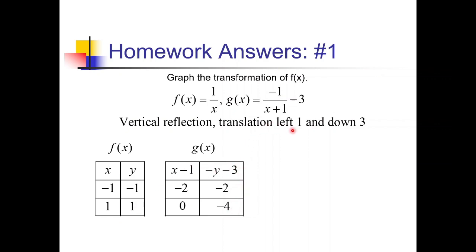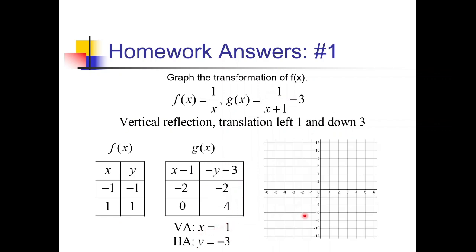Since we went left 1, our vertical asymptote that was originally x equals 0 is now getting shifted to x equals -1. And since we went down 3, the horizontal asymptote of y equals 0 is now going to be y equals -3. So putting all this on a graph, let me do my asymptotes first. We have x equals -1 right here, and y equals -3 is halfway between these grid lines of 2 and 4. Then we have our 2 points. -2, -2 is right there, and 0, -4 right there. So we have a branch in the upper left here, and then a branch in the lower right, and that's it for this one.